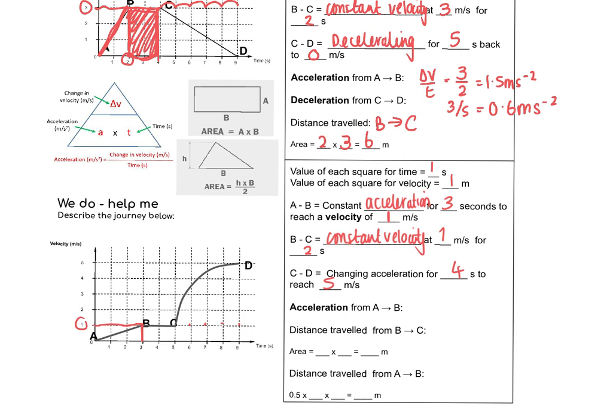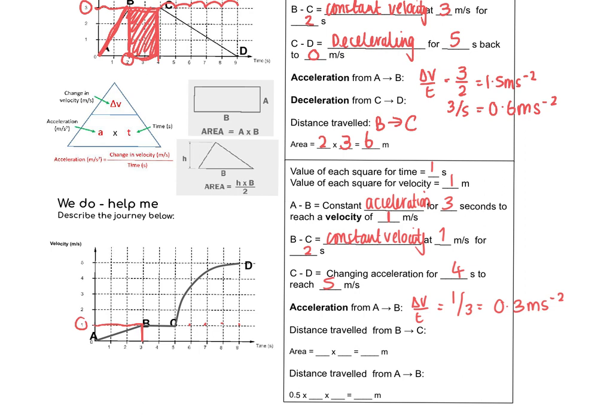So our acceleration from A to B is going to be worked out by doing our change in velocity divided by our time. So our change in velocity is 1 divided by 3. So it's going to be 0.3 recurring meters per second squared. And that's the only bit I've asked you to work out the acceleration of on this graph, because from B to C it's not accelerating and C to D is a changing acceleration, and we don't really want to work out the area under a curve.